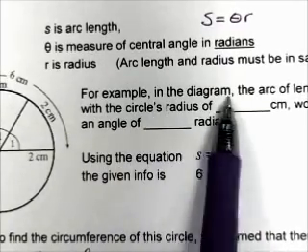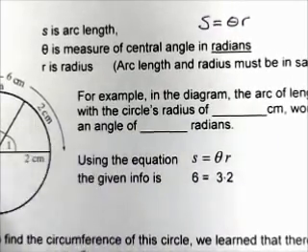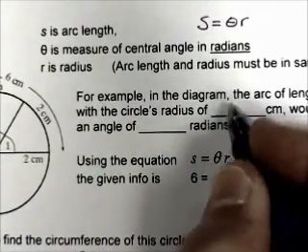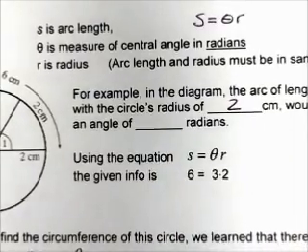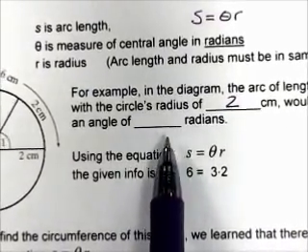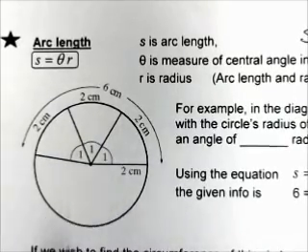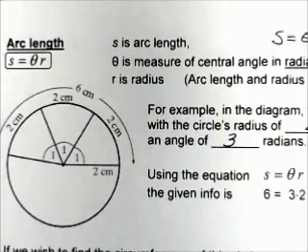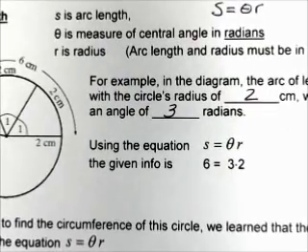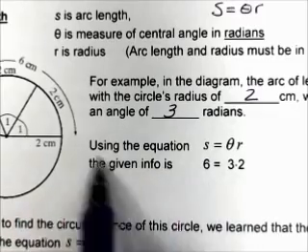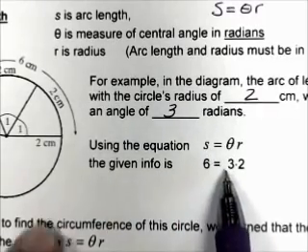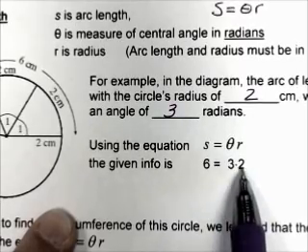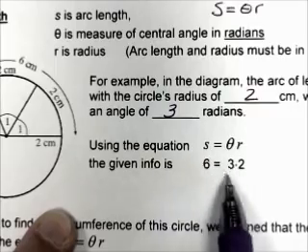For example, in the diagram, the arc length of 6 centimeters with the circle's radius of 2 centimeters would be intercepted by an angle of, we counted, 3 radians. Using the equation S equals theta r, our arc length of 6 is equal to our radian measure of our central angle, which was 3, times the radius of the circle, 2. 6 equals 3 times 2.